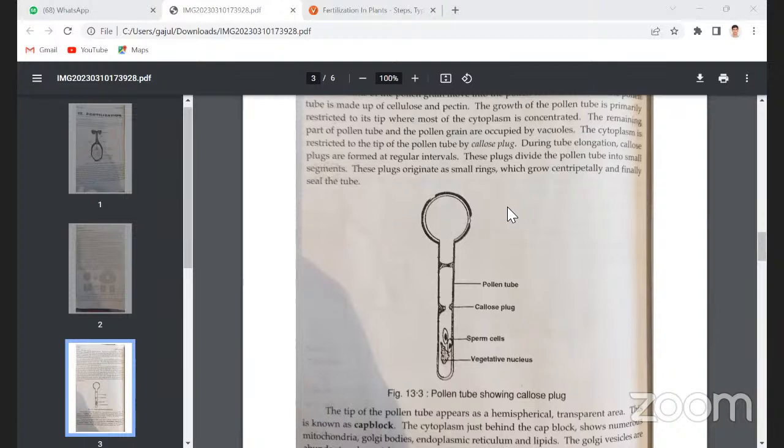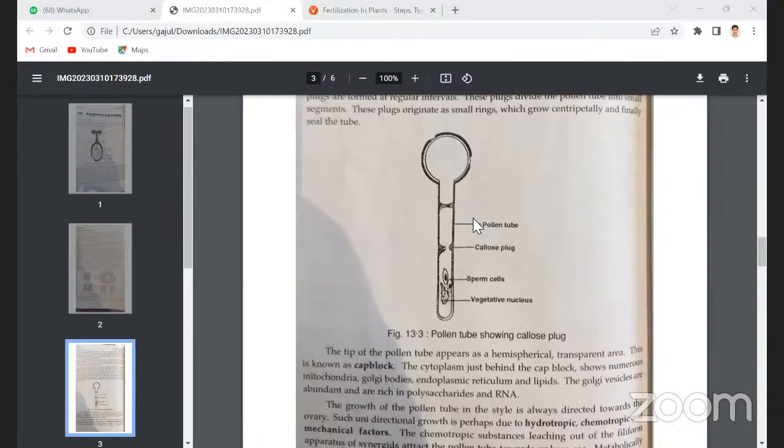So, this is the pollen tube and callose plug. The tip of the pollen tube appears as a hemispherical transparent area. This is known as the cap block. The cytoplasm just behind the cap block shows numerous mitochondria, Golgi bodies, endoplasmic reticulum, and lipids. The Golgi vesicles are abundant and are rich in polysaccharides and RNA.